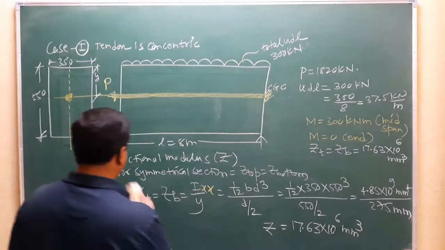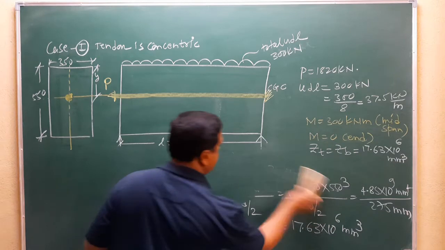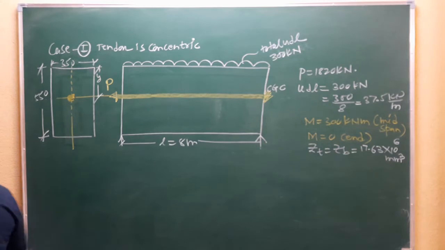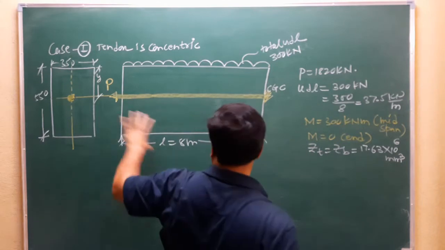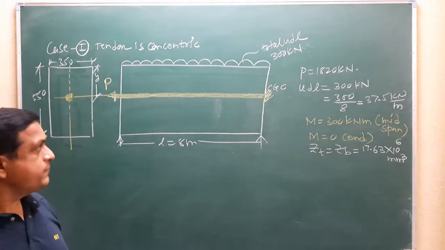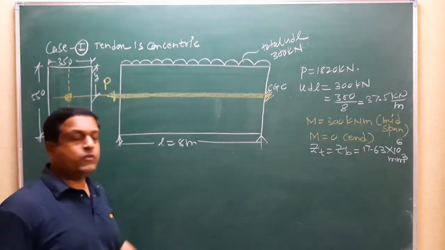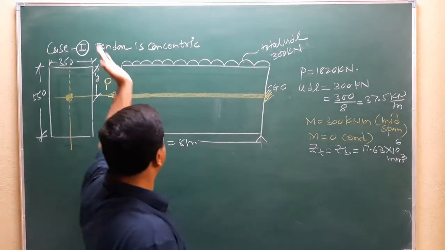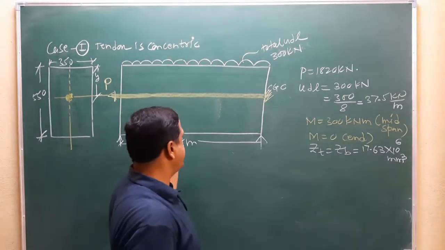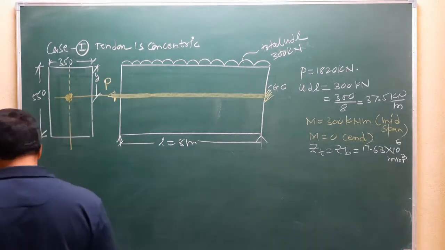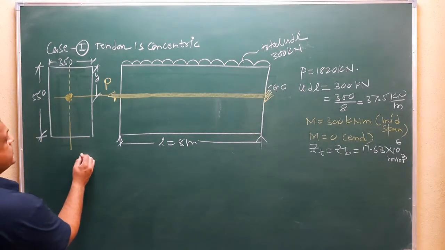Again we need the P by A term. Now in this case you have to find out the stresses. Where the tendon is concentric, you have to find out the stresses at center and the stresses at end. And when the tendon is constant eccentric, you have to find out the stresses at center and the stresses at end. So now I am going to do the stresses calculation.